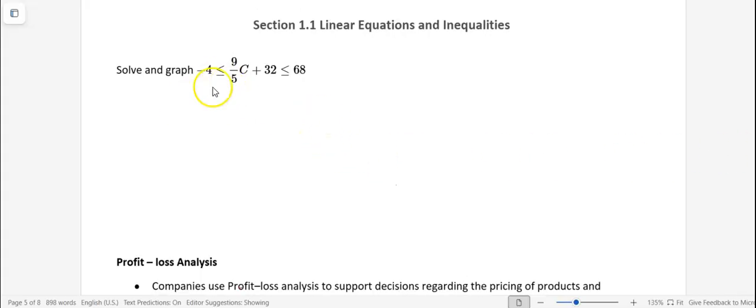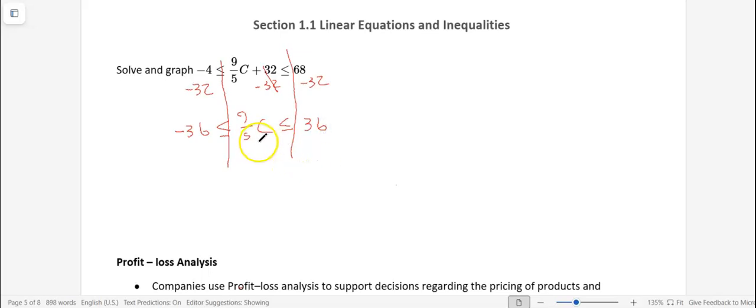Here, now we have two inequalities. What happens when we have two inequalities and our variable is in the middle? Well, I'm just going to do the operation on each side. So if you like, you can put your lines here. But if I want to subtract 32, then I need to subtract 32 here and subtract 32 here. Gets rid of it in here. I have 9 over 5c, less than or equal to, and greater than or equal to. Here I have negative 36, and here I have 36.